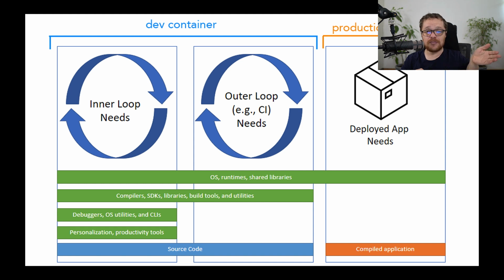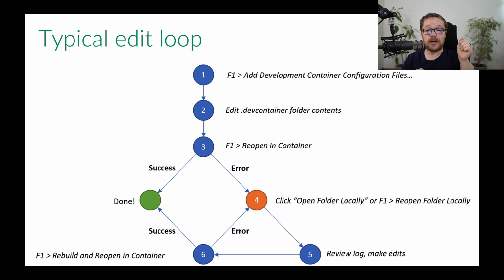All at the same time, it uses the same source control in your inner loop and your outer loop because it's all using Git as the single source of truth. In my production, I've got my compiled application. My compiled application needs to run on an application server or a runtime, and then I've got my completed environment between my inner loop, outer loop, and my production.